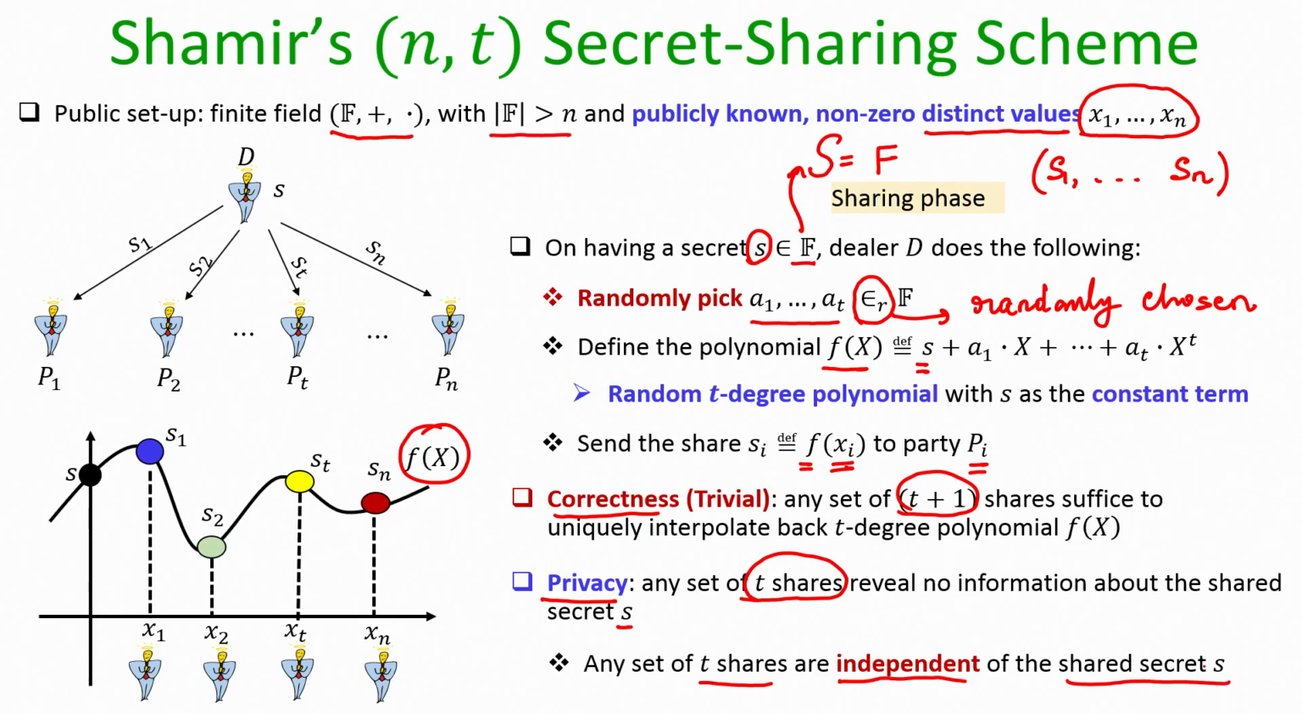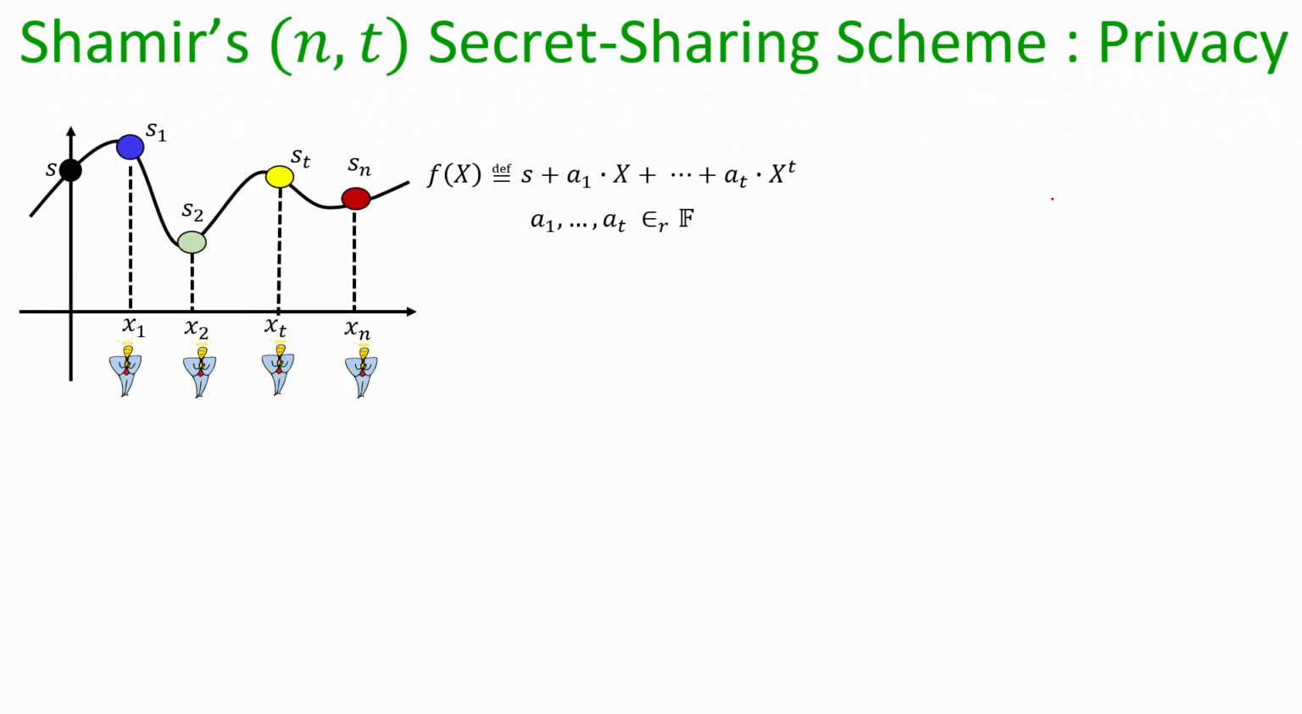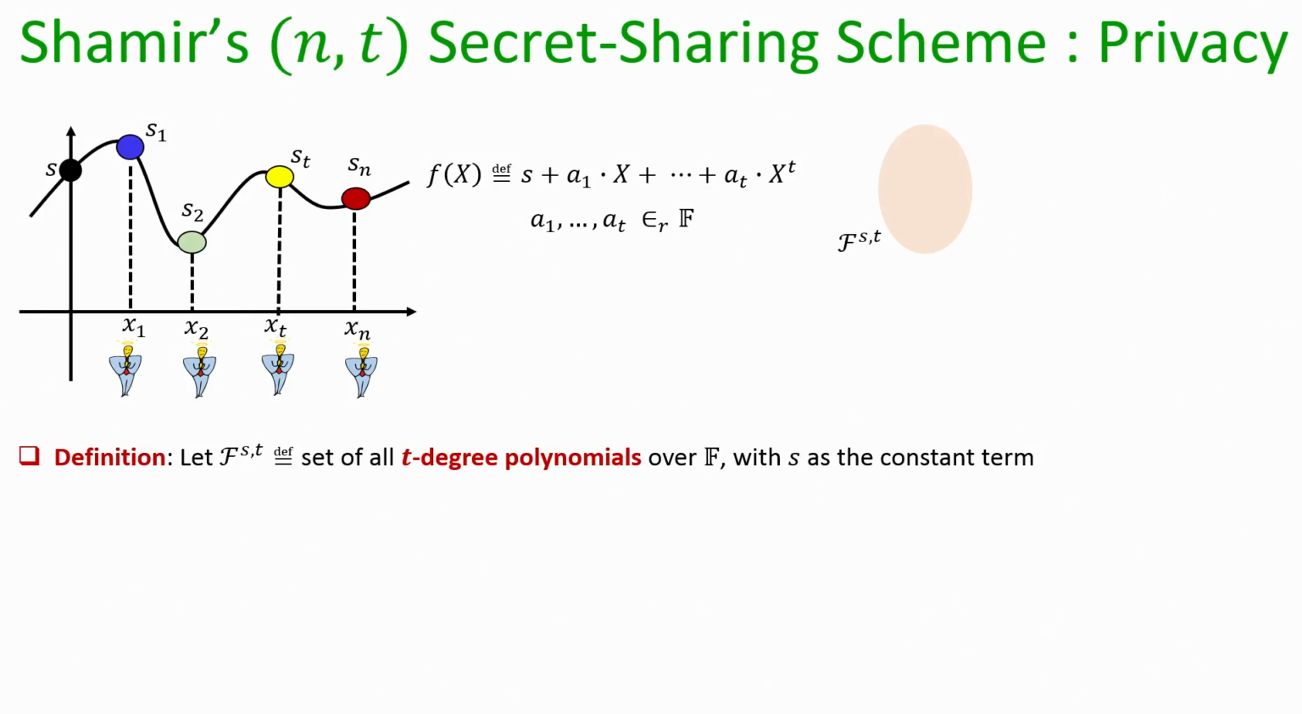Okay. That means, say for instance, if I take the first t shares here S1 to St, then what I am saying is it does not matter whether your secret that was shared was S or the secret that was shared was S prime, with equal probability the first t shares could be S1 to St for the secret S, and with equal probability the same set of shares S1 to St could be the shares for the secret S prime as well. So, let us prove this formally.